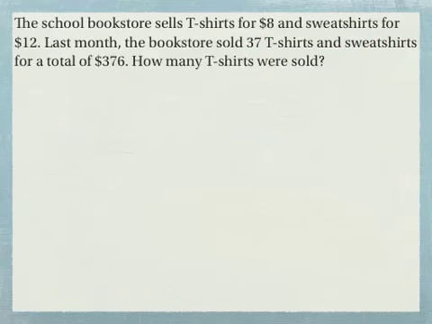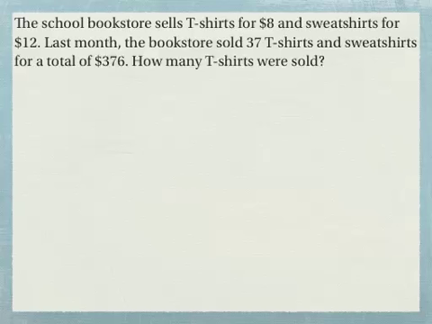This next example says the school bookstore sells t-shirts for $8 and sweatshirts for $12. Last month, the bookstore sold 37 t-shirts and sweatshirts for a total of $376. How many t-shirts were sold? This is another systems word problem.